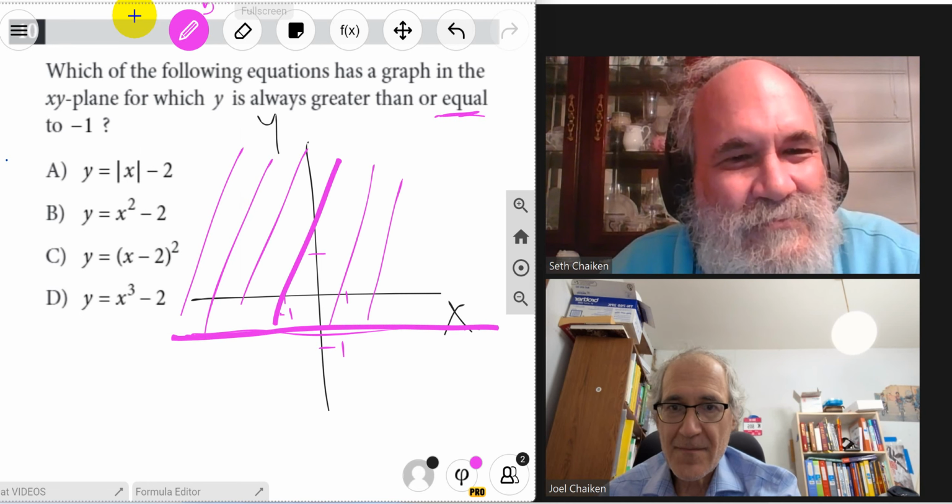So you look at these things. Well, certainly C. C is always positive, right? C is possible. This one here, that one there, a little complicated. How about this one?